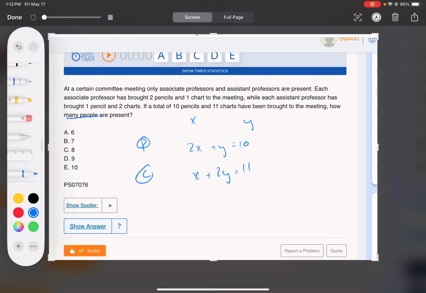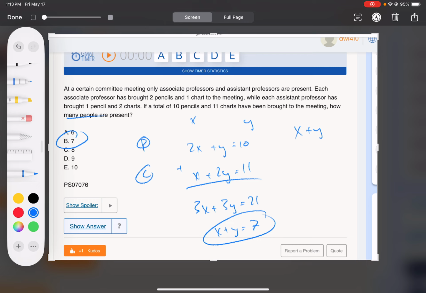Okay? We want to know how many people are present. Well, that's just X plus Y. So this is pretty straightforward from here. Add these equations, 3X plus 3Y equals 21. Divide by 3 gives you 7.